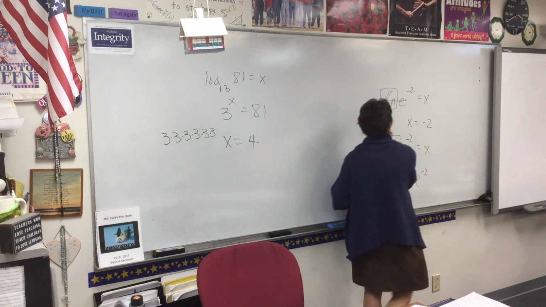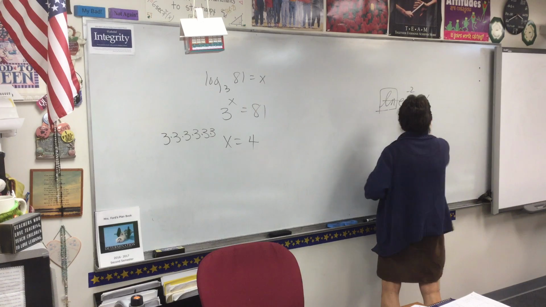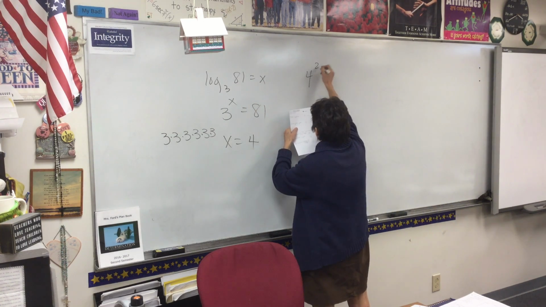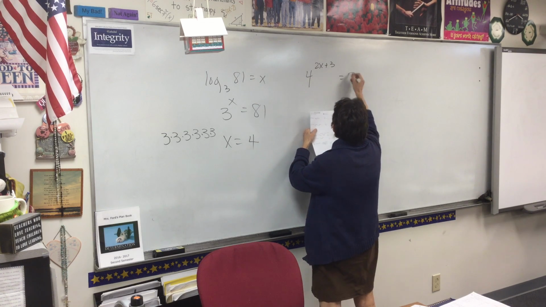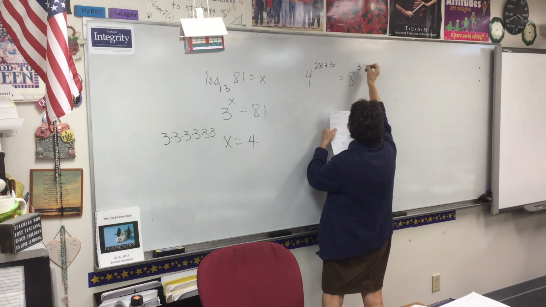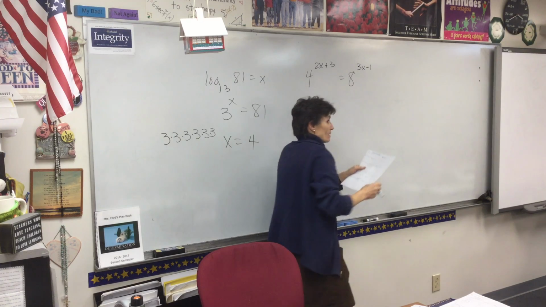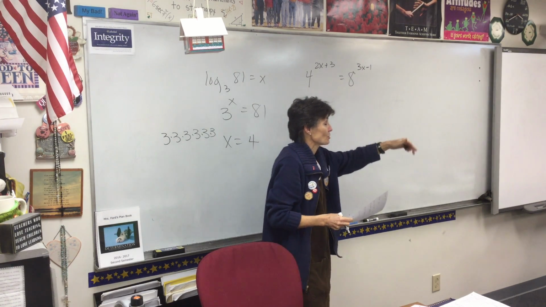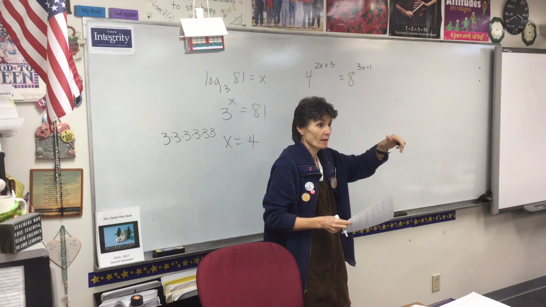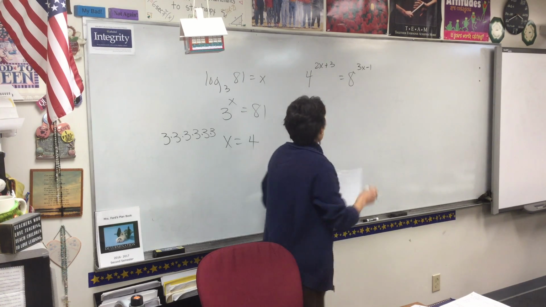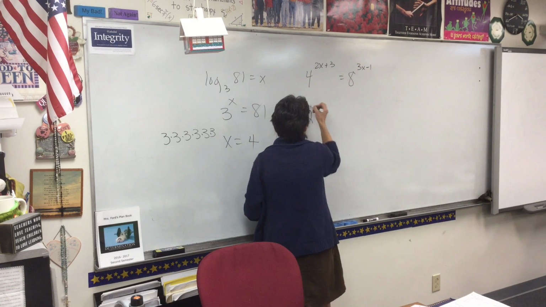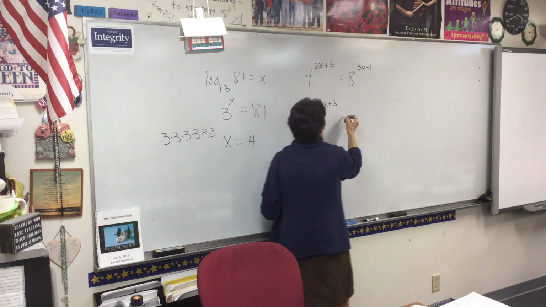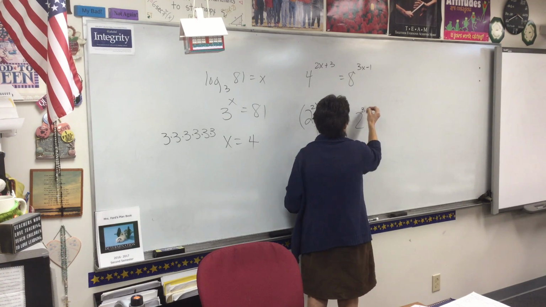Very complicated looking problem. What do you think? We did several of these the other day. What's special about 4 and 8? They're both powers of 2. Somebody said their base is 2. So 4 is 2 squared, and 8 is 2 cubed.